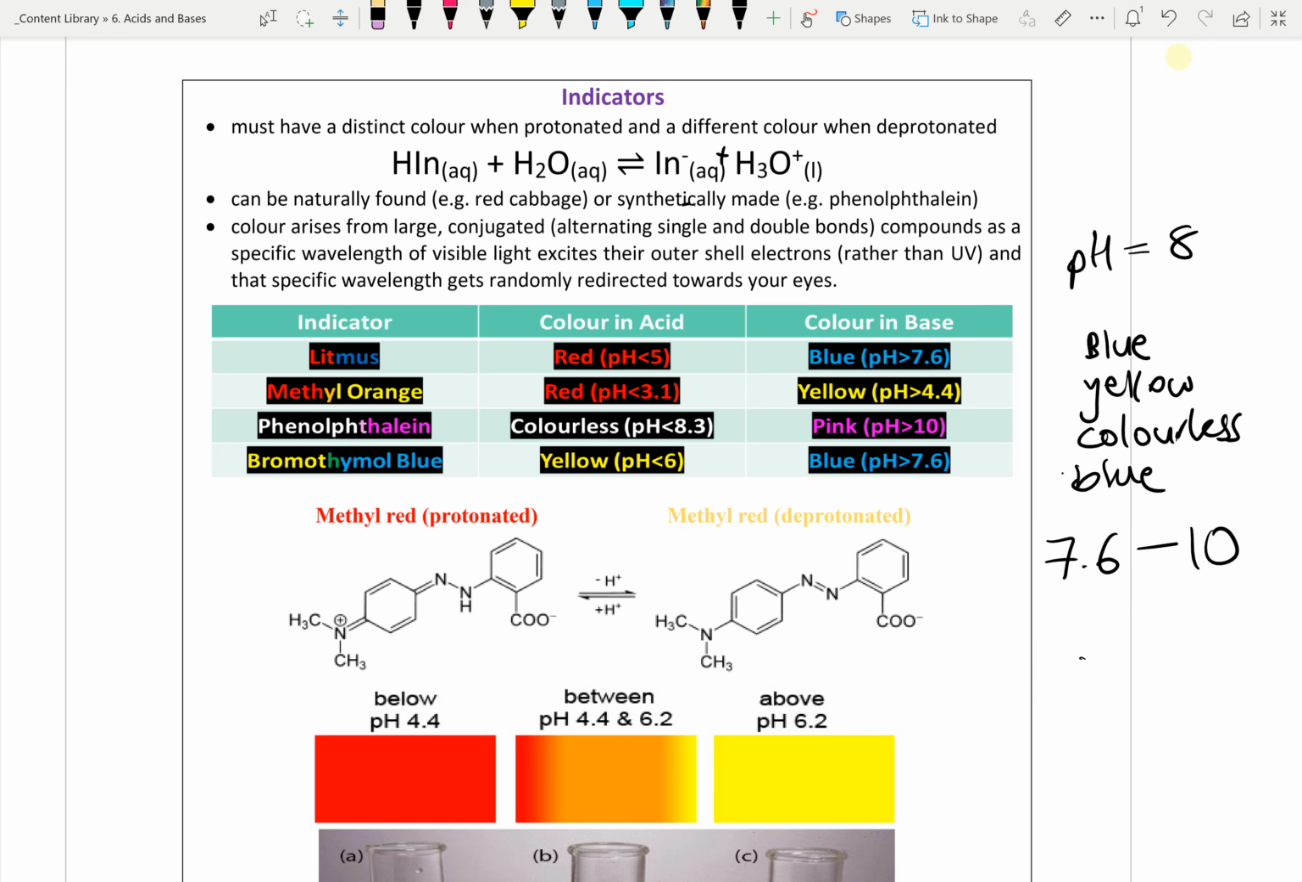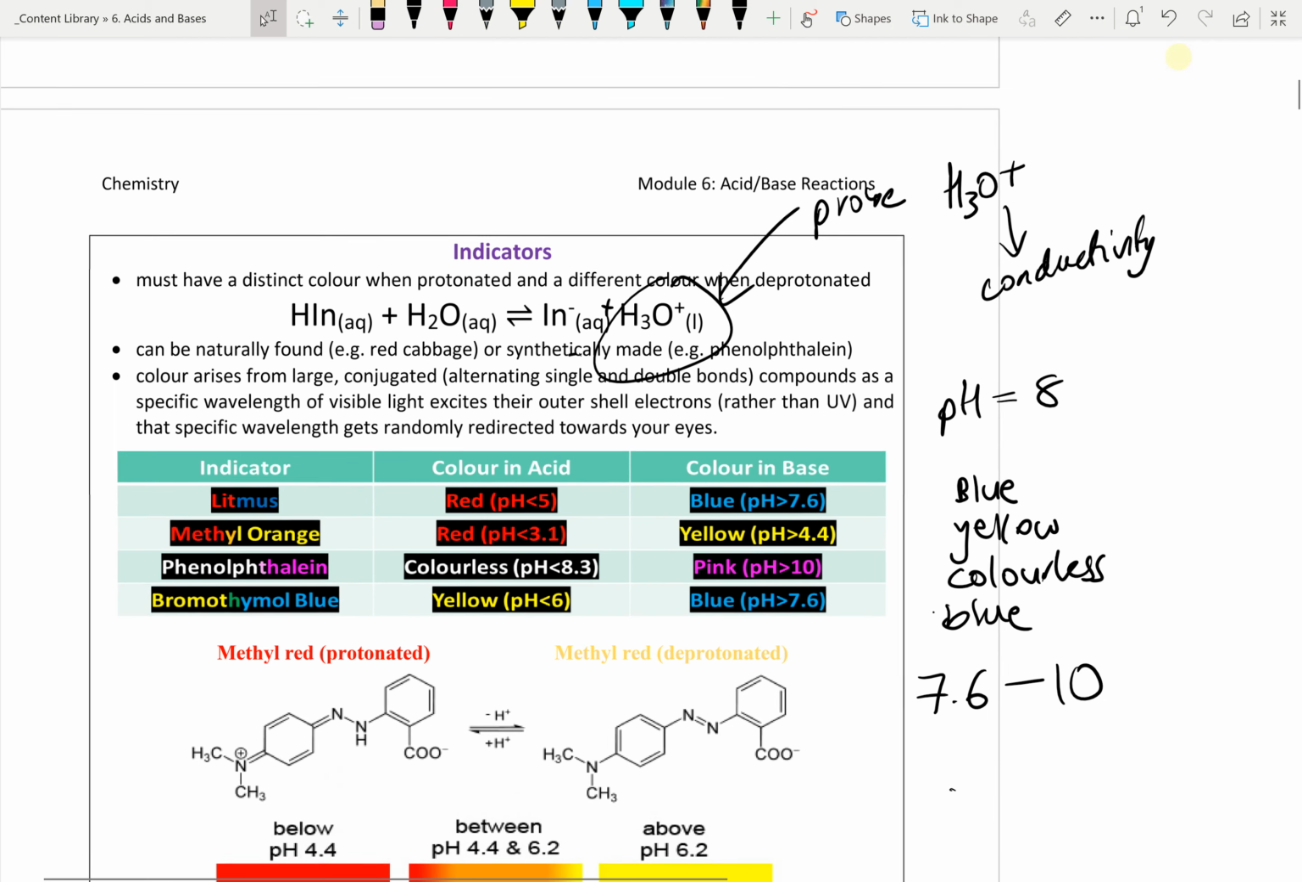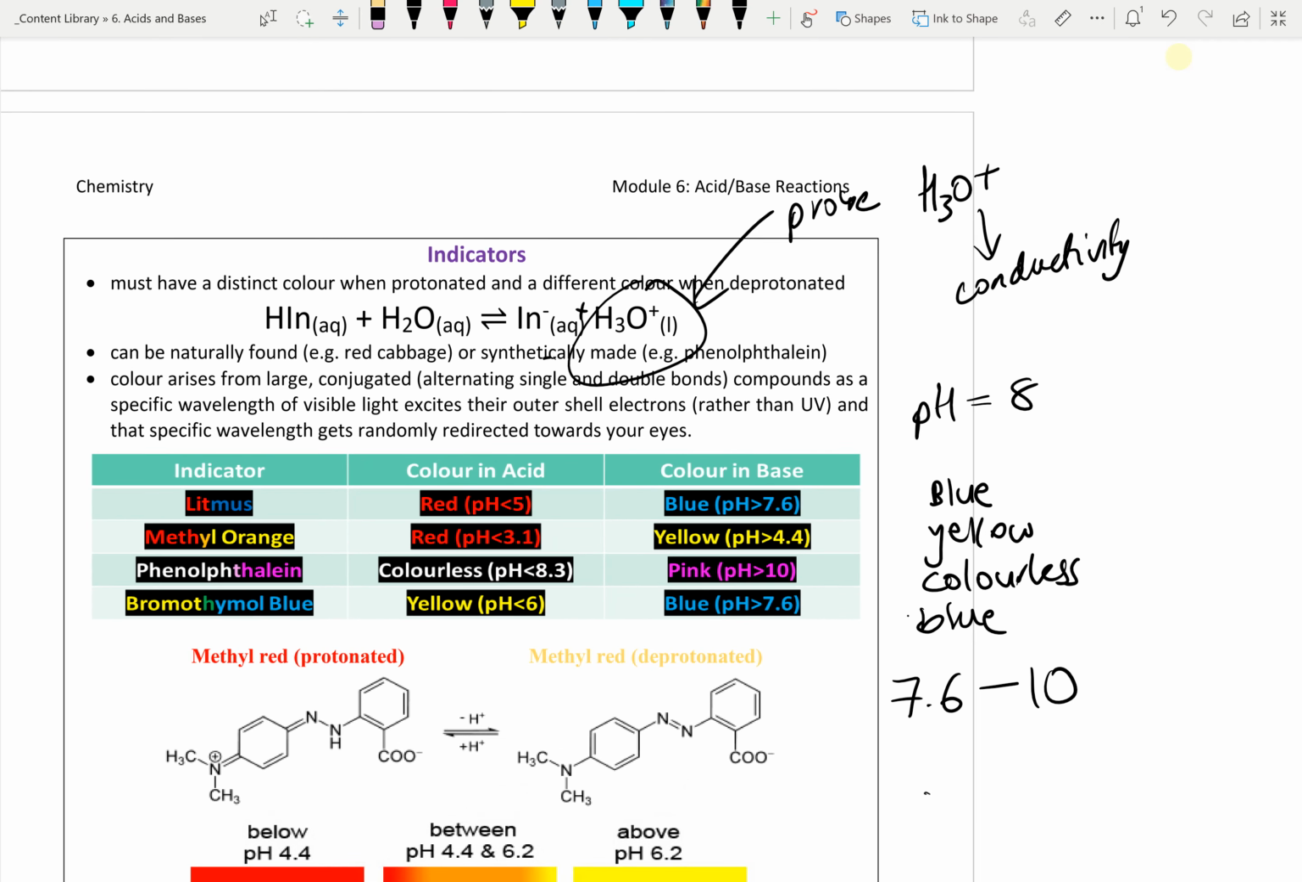But nowadays, we just use conductivity to measure the hydronium ion concentration. So we have a probe that firstly only allows H3O+ to get in there, so it's a selective membrane that only allows hydronium to go into the probe area where it then measures its conductivity. So pH probes are far more accurate, but you still need to use indicators or learn about indicators.